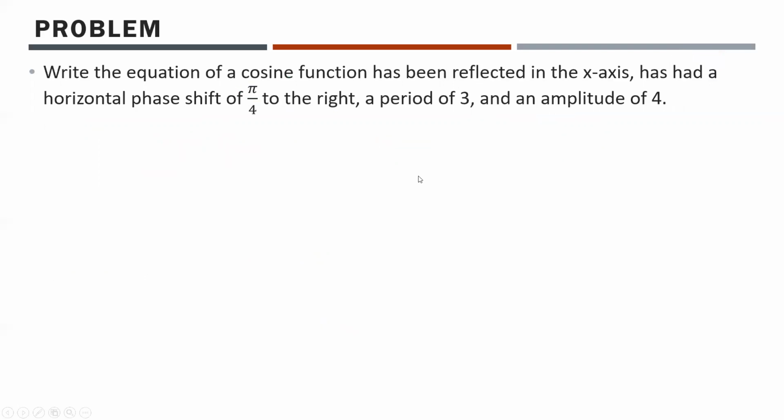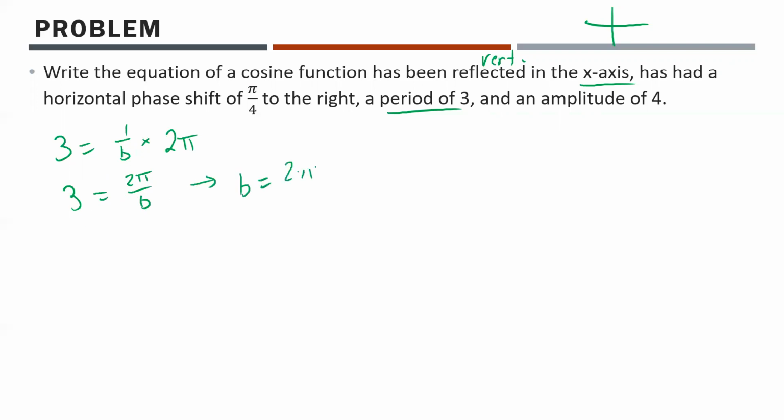Next one, write the equation of a cosine function that's been reflected in the x-axis. Okay, so the x-axis is this guy right here. If it's reflected in that, it's a vertical reflection. Has had a phase shift of pi/4 to the right, period of 3, and an amplitude of 4. Start with a period, because that's always the hardest thing to work with. Remember, period equals 1 over b times your normal full period. Normal full period is 2 pi. In this case, if we're solving for b, it might actually be easier if I said 3 equals 2 pi over b, and then times by b on both sides and divided by 3. Either way, b is going to equal 2 pi over 3. Yeah, that would work. b is 2 pi over 3.